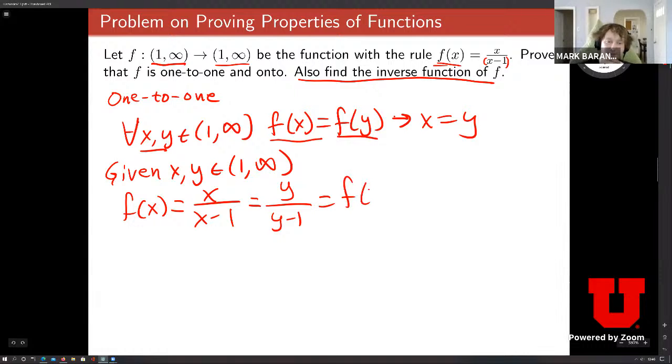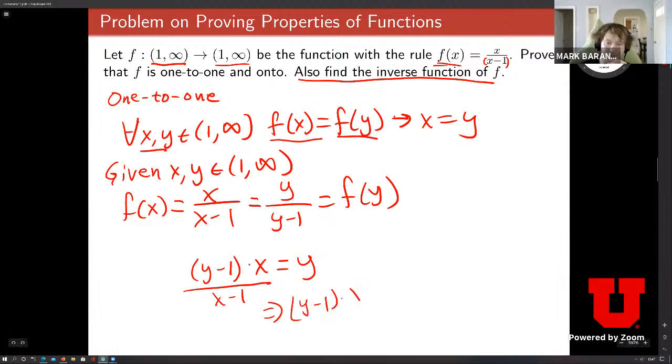So here we can do a cross multiplication. We'll multiply both sides by y minus 1, and we get y minus 1 times x equals y over x minus 1. And then that means that y minus 1 times x equals y times x minus 1.